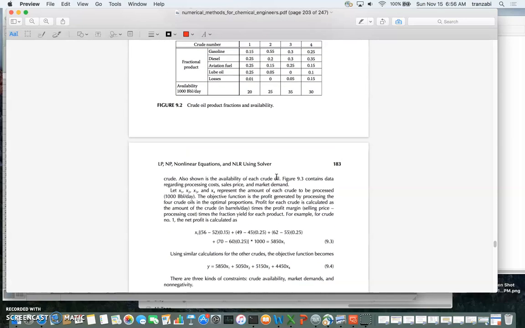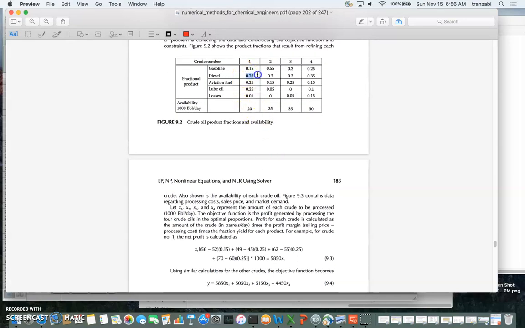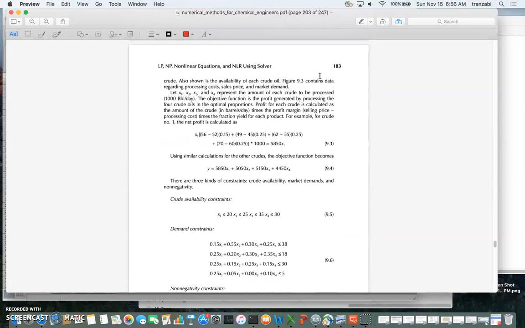All these percentages are coming from this line. You see 25%, 20%, 30%, 35%. You multiply by x1, x2, x3, x4, and the sum should be less than 18,000 barrels a day. We dropped the 1,000 because thousands are hidden in x1 to x4.